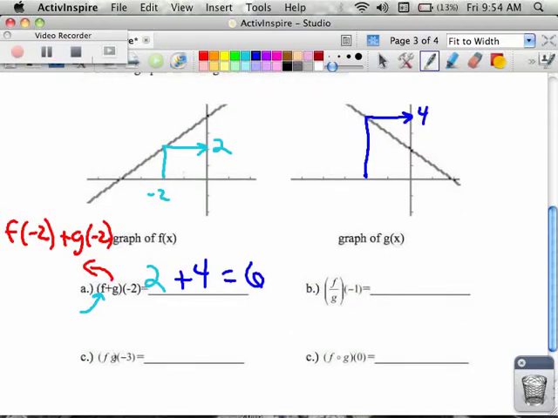Okay, so if I look at the second one in part B, don't worry about the people who are talking. They'll just bomb the test, so it's okay.